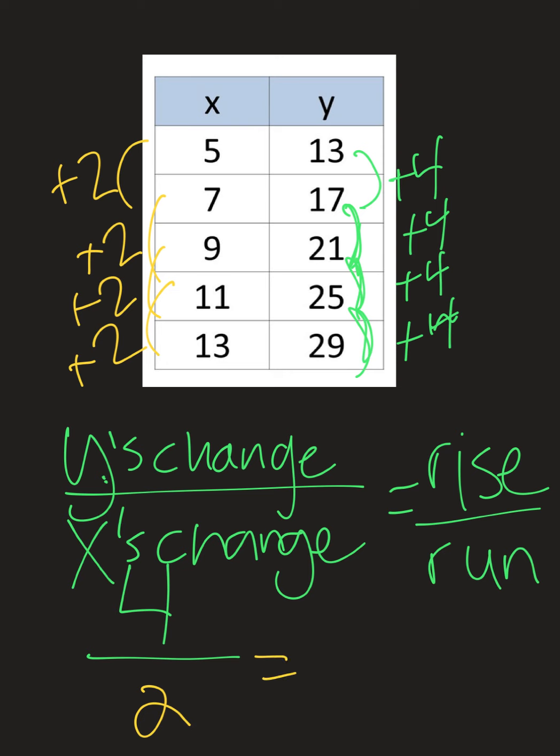And then, of course, I'm going to simplify. I do want you to try to keep this in fraction form because it actually becomes very helpful when we start to graph something based on our slope or our rise over run or our rate of change. So the rate of change of this table is 4 over 2 or 2 over 1.